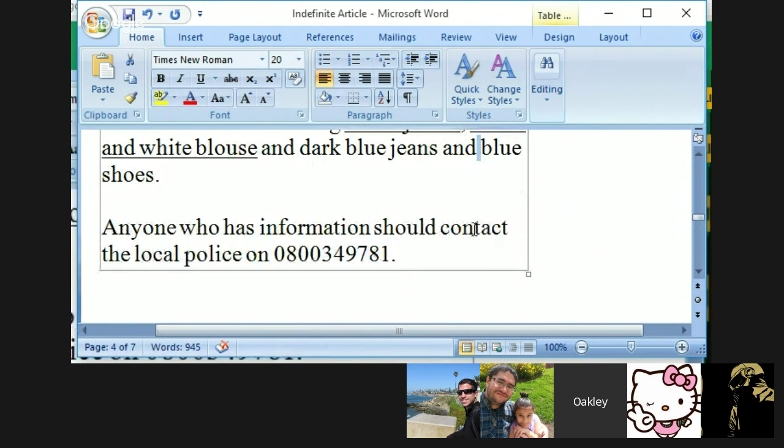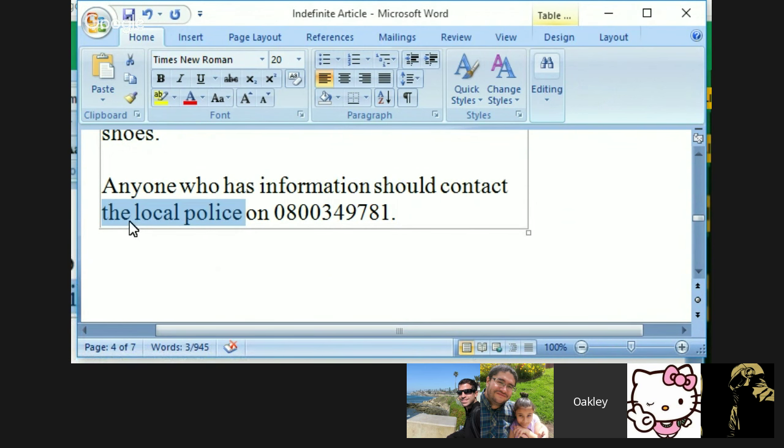Anyone who has information should contact the local police. There's only one local police. There can't be more than one local police, usually, anyway. So it's already defined. It's not one of a group of local police. There's only one. So the.